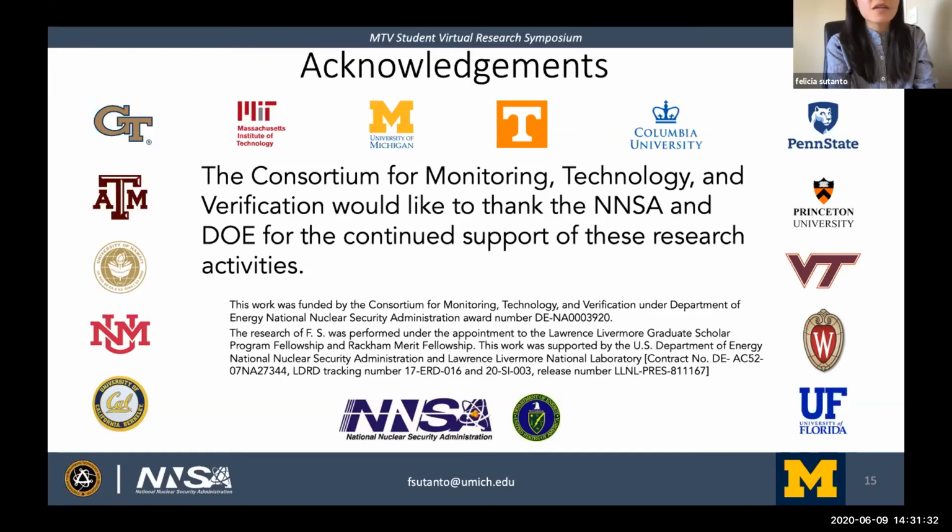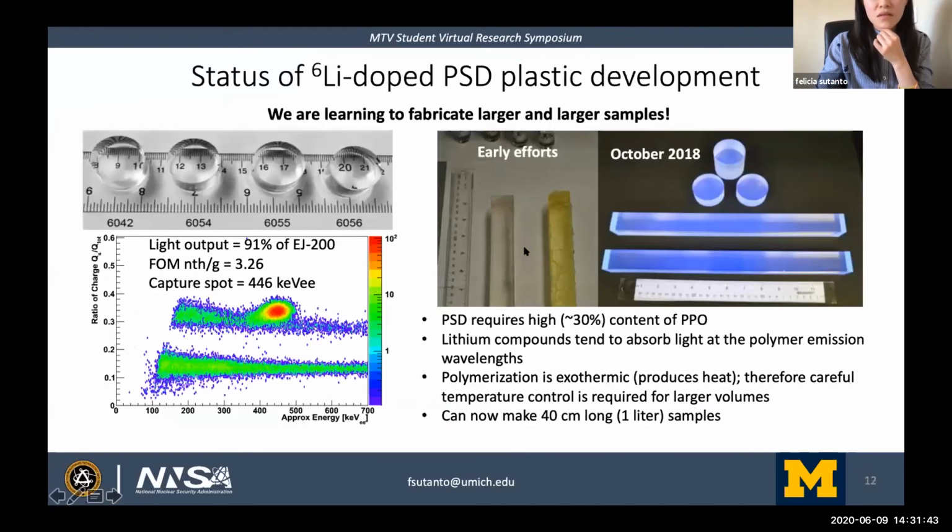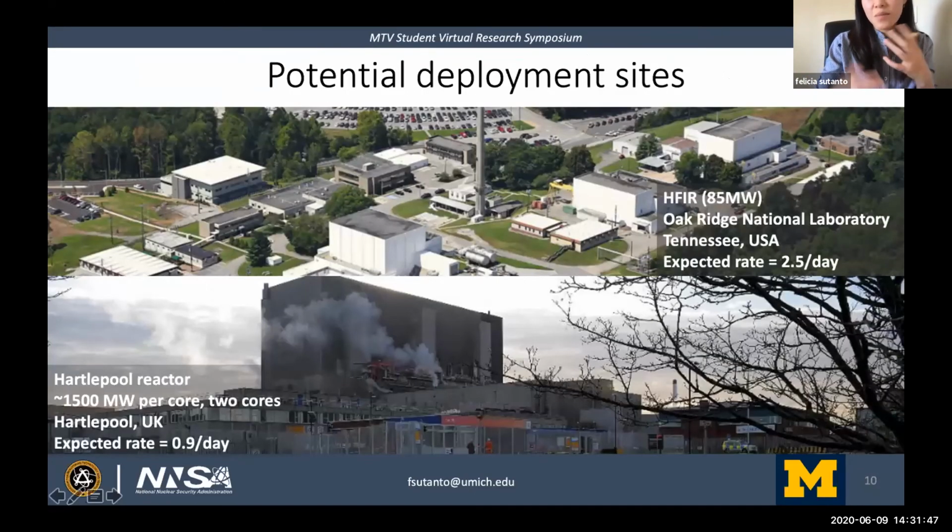It depends on which reactor and what the distance is from our detector to the reactor. I had 2 examples. Let me go back to that. Currently I do the approximation for 2 sites. The first one is the Hartlepool reactor. It has 2 cores, each 1500 megawatt, but for this approximation I only consider 1 core. There's a laundry room about 50 meters away from the core, and we can do the math from there. If we apply the 19% detection efficiency, we'll get about 0.9 per day. Another example is HFIR at Oak Ridge, and there is a spot about 7 to 10 meters away from the core, and I estimate the detection rate to be about 2.5 per day.